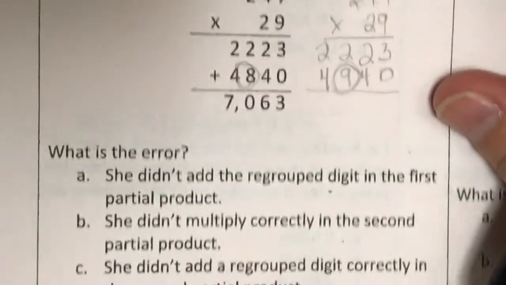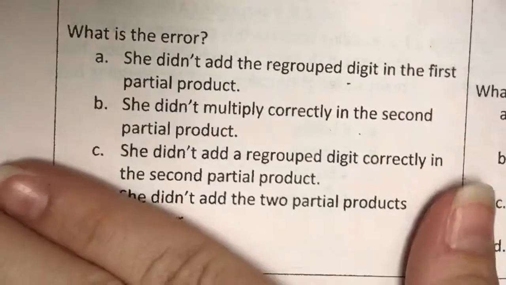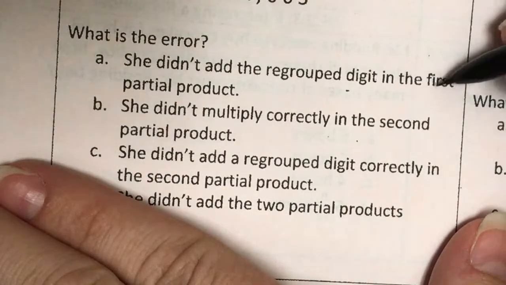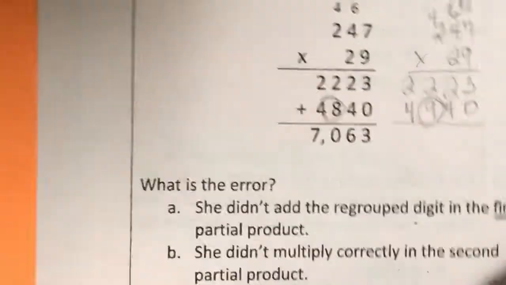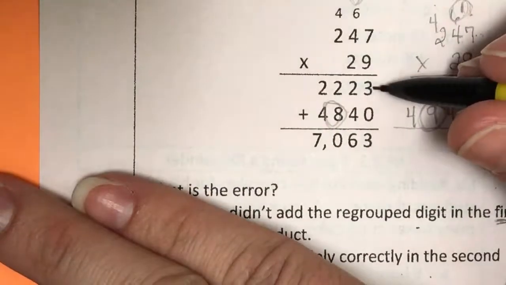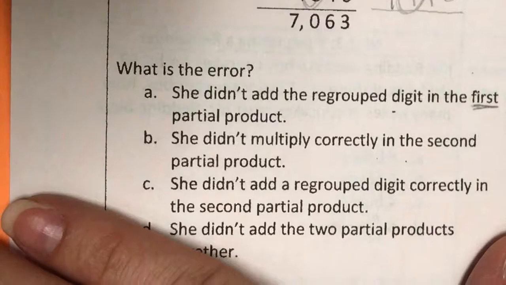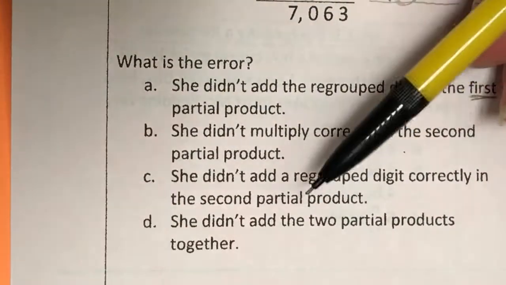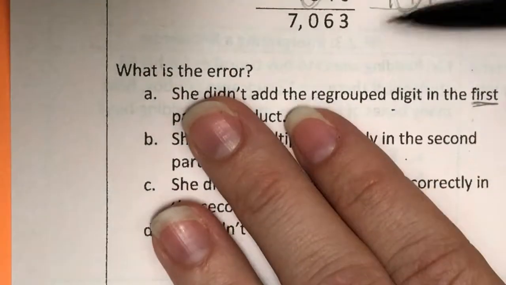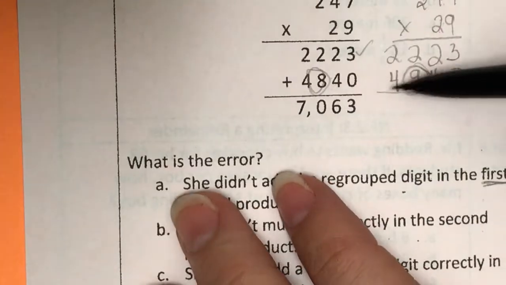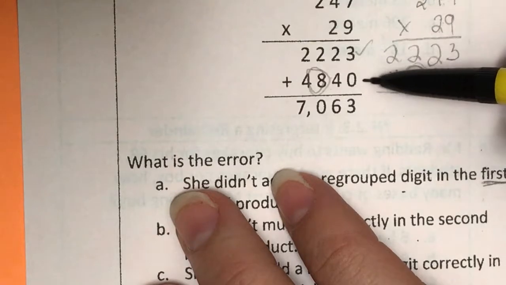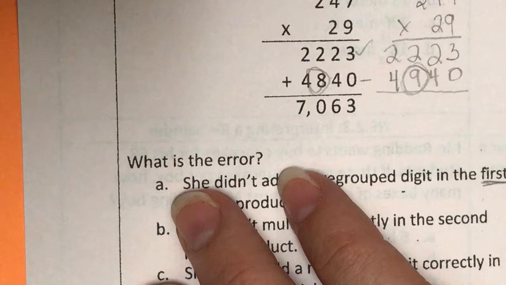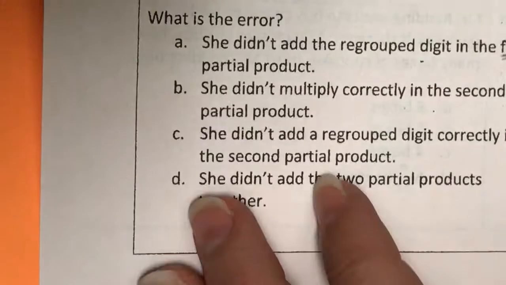So let me look at my answer choices. A, she didn't add the regrouped digit in the first partial product. Well, the first partial product was fine, so it's not that one. B, she didn't multiply correctly in the second partial product. Well, I do see that her second partial product is where the error is, but was it her multiplication that messed her up? Nope, she multiplied fine, so that's not it either.